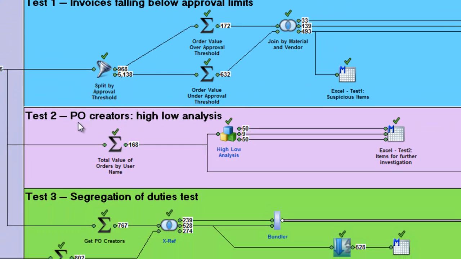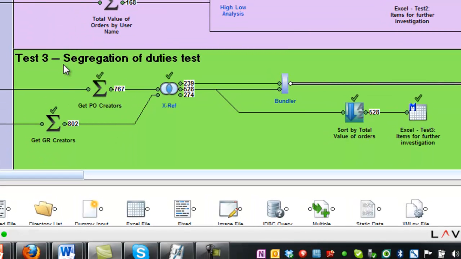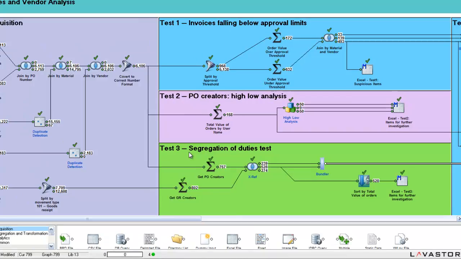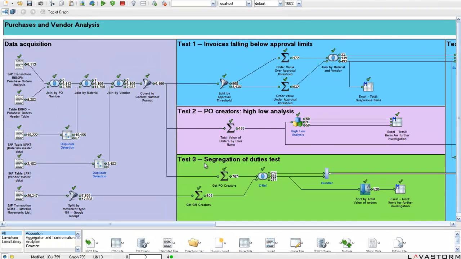The second test zeroes in on users that create either many purchase orders or large purchase orders or a combination of both. In the third test, the POs and goods received data are merged to find users that have both created the PO and received the goods, a possible suspect activity which needs to be further investigated. Let's drill into the details of the audit.